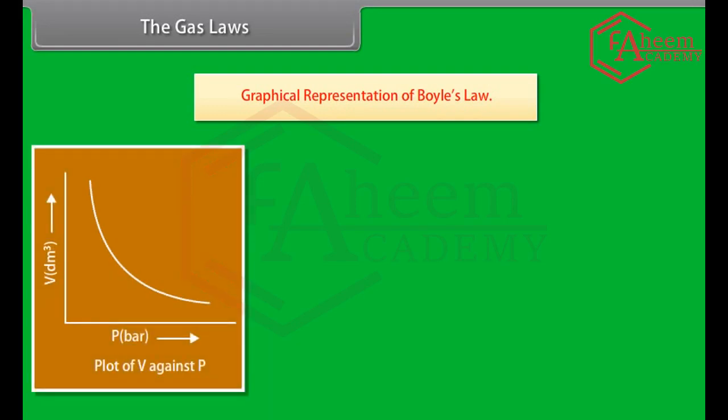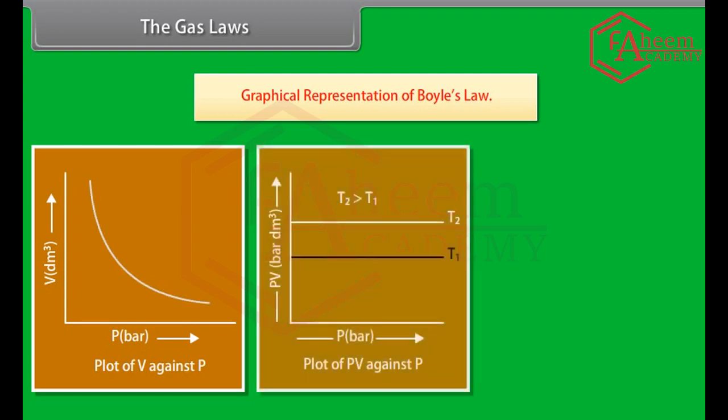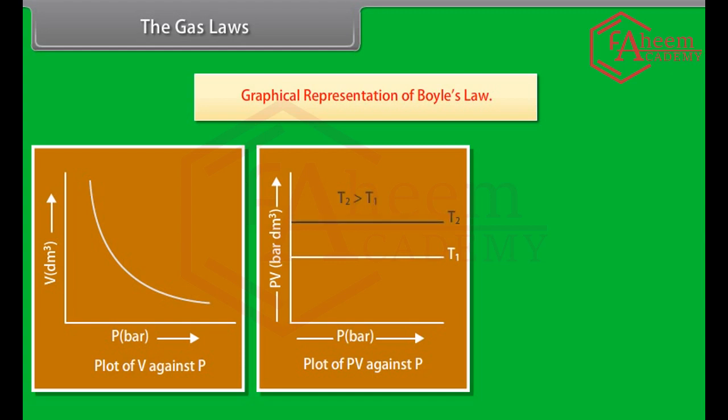It shows the plot of V versus P at a particular temperature. It shows that as P increases, V decreases. This one shows the plot of PV versus P at a particular temperature. It indicates that the PV value remains constant in spite of a regular increase in P. The curve obtained by plotting PV against P at a particular temperature is called an isotherm. The higher curve corresponds to a higher temperature.